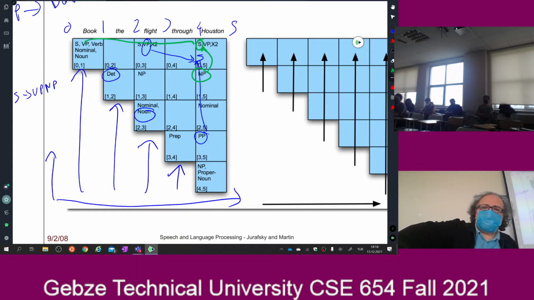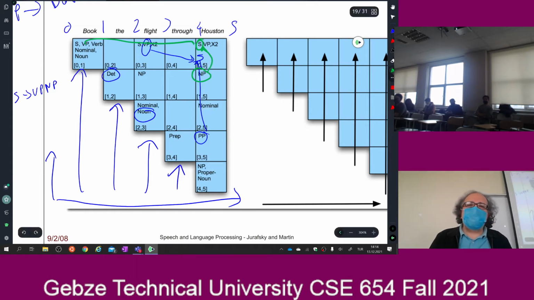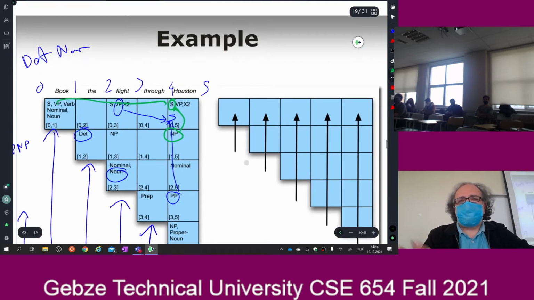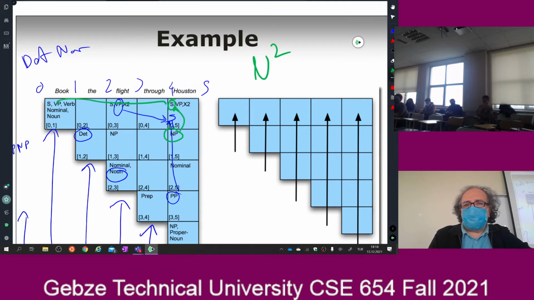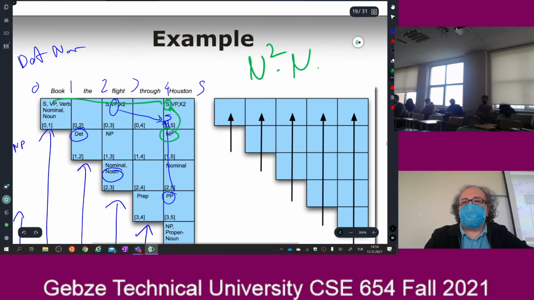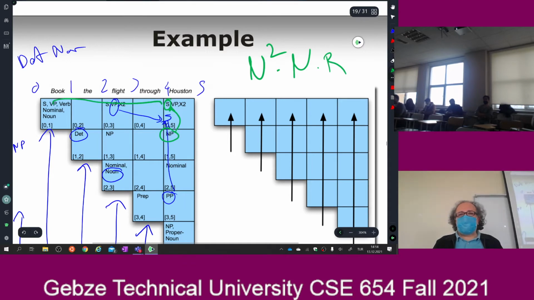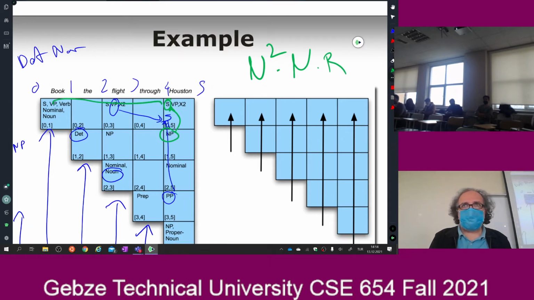Well, actually, I need to fill in all of these boxes. That is the number of words. And for each one, I am going to scan this k. And for each box, I am going to look at the number of rules, and this will be the complexity of it. And square R. Not bad, okay? It's in polynomial time, it's not exponential. And the nice thing is that it gives me all possible parse trees for this grammar.